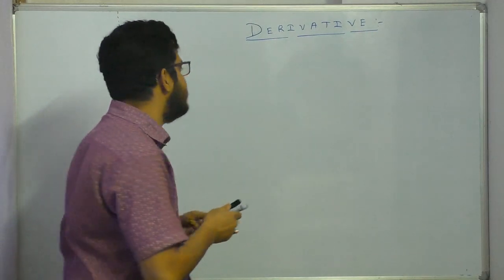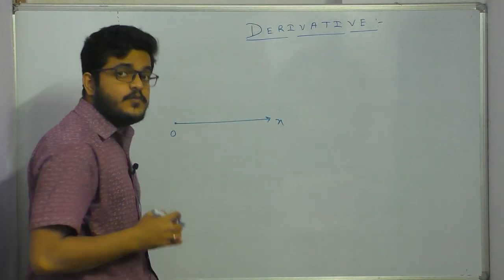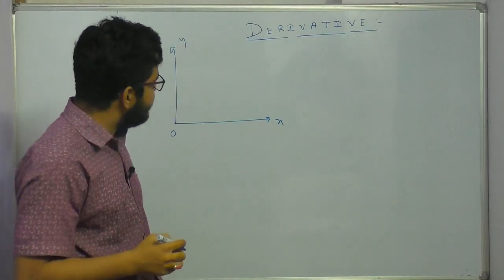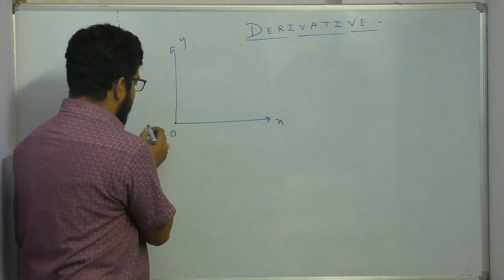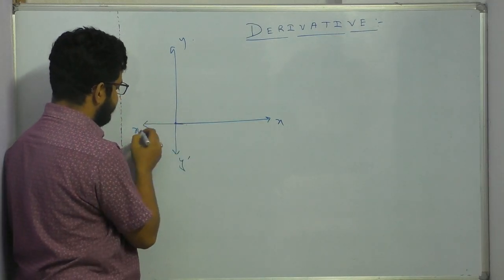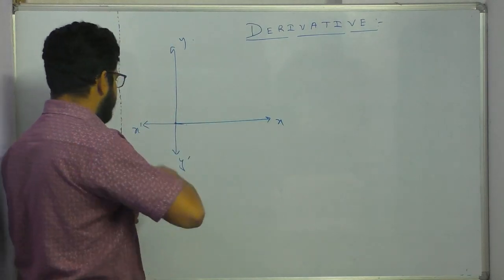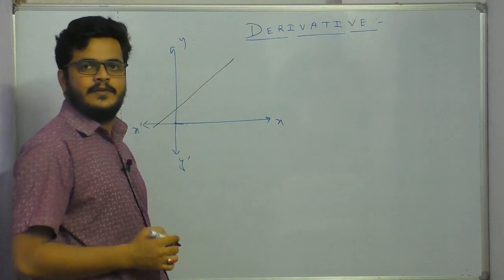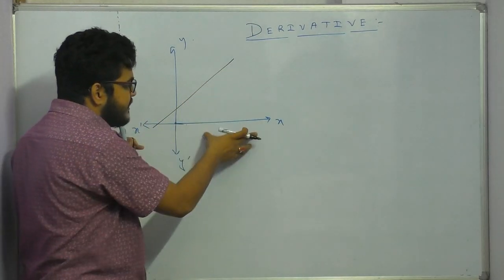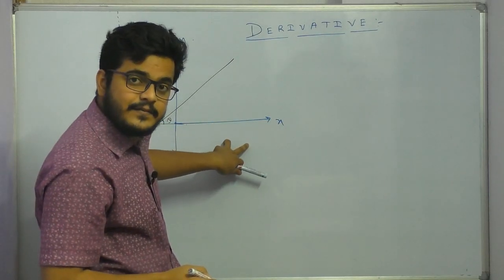So I assume that you already know what a straight line looks like in a Cartesian plane. Cartesian plane means if this is the origin and this horizontal axis we consider as the x-axis, the vertical axis we consider as the y-axis, and this is the negative x-axis as well as this is the negative y-axis. Then a straight line looks like this in the Cartesian plane. This is a straight line, and this straight line makes an angle, let the angle be theta, with the positive x-axis.